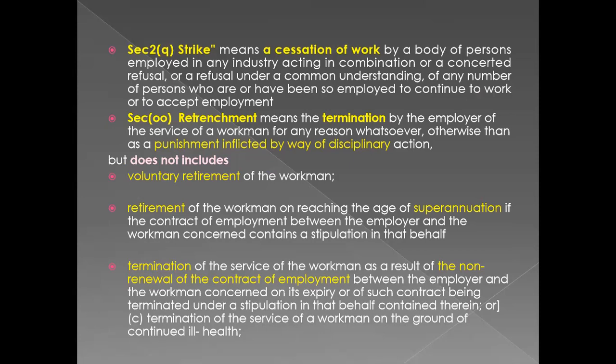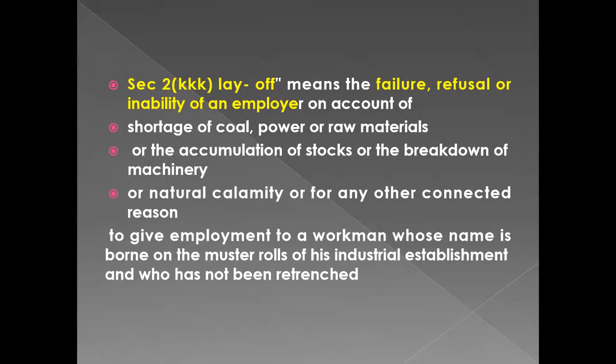Retrenchment is termination of a person, otherwise than as punishment for disciplinary action. So the definition is: retrenchment is the termination by the employer of the service of a workman for any reason whatsoever, otherwise than as punishment inflicted by way of disciplinary action. It does not include voluntary retirement of the workman. Retirement means reaching the age of superannuation, that is, the retirement age. Or else, if the contract of employment was not renewed, then also it doesn't come under retrenchment.